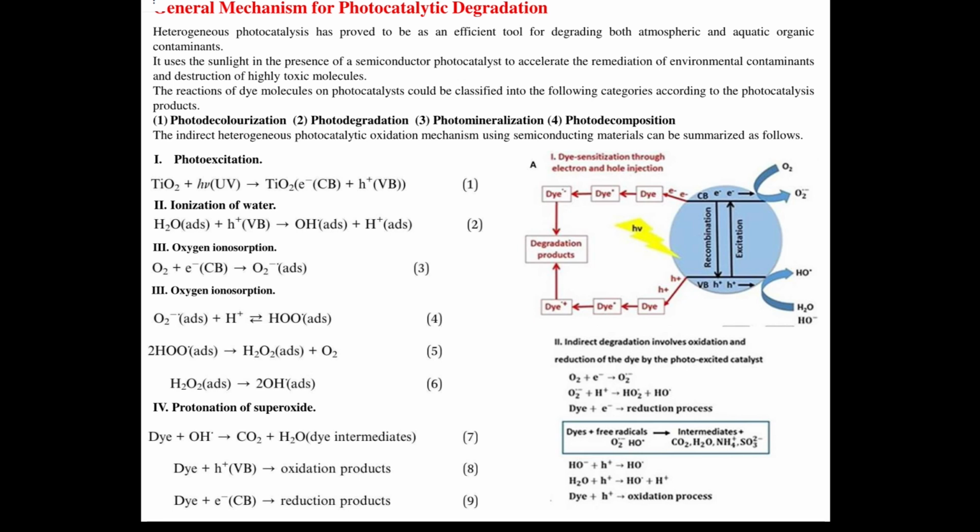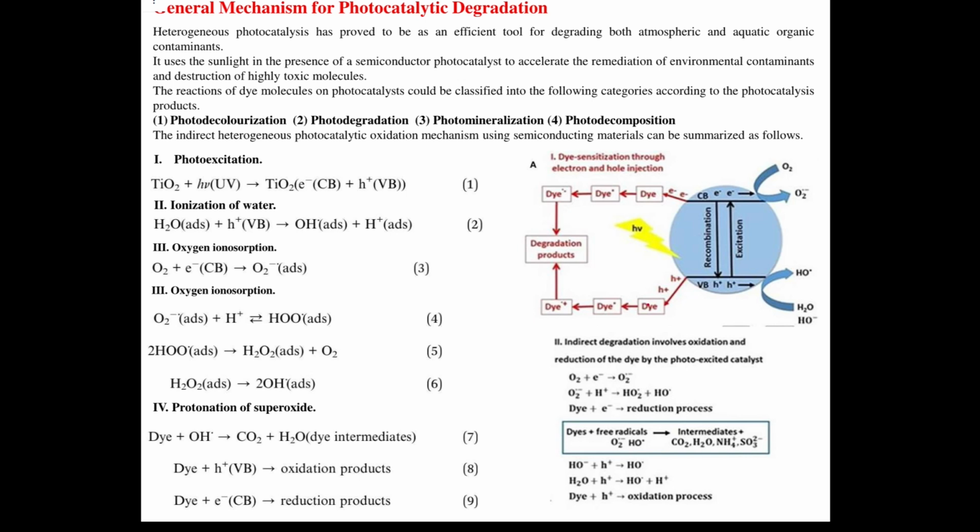One is photodegradation, another is photodecolorization, photomineralization, and you have photodecomposition or photoexcitation. So these are the different processes that we have seen during these studies. So the first one, the photoexcitation, is when the TiO2 material is irradiated with light, so the electron and hole pairs are created. Then the ionization of water takes place with the help of the irradiated light.